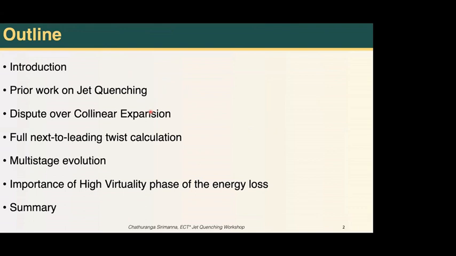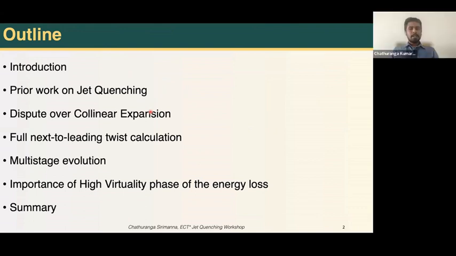Okay. This is the outline of my talk. First, I will give a brief introduction on parton energy loss in deep inelastic scattering. Then I will go through some prior work on jet quenching. Here, I will mainly focus on next to leading twist parton energy loss calculation, which uses single scattering per emission approximation. There was a dispute over collinear expansion with that calculation. And in our full next to leading twist calculation, we were able to address this dispute. In the second part of my talk, I will talk about multi-stage evolution and the importance of high virtuality phase of the energy loss.